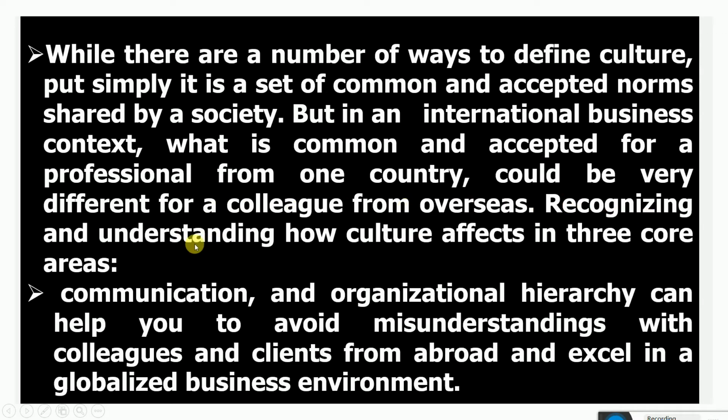Recognizing and understanding how culture affects three core areas, communication, organization and hierarchy, can help you avoid misunderstandings with colleagues and clients from abroad and excel in a globalized business environment.